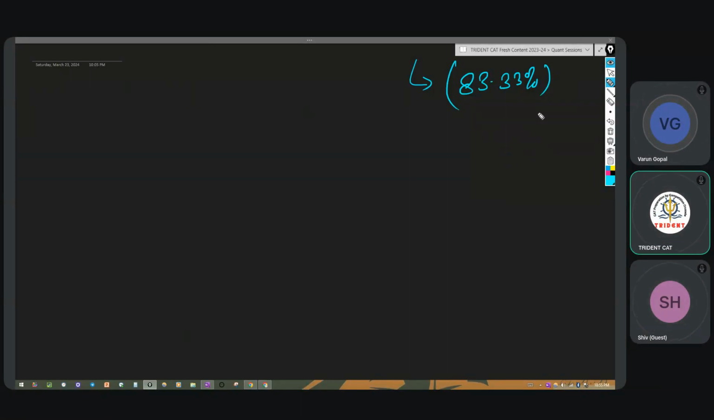83.33 is 5 by 6. No, don't pay attention to the 83.33%. Pay attention to this thing. So now I'm taking you to multiples of fractions.